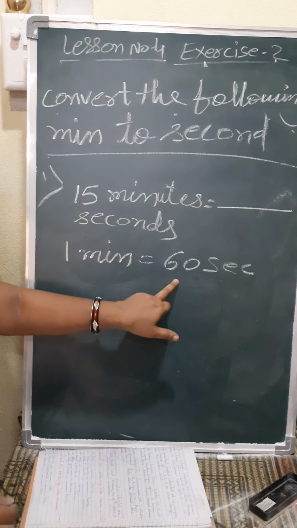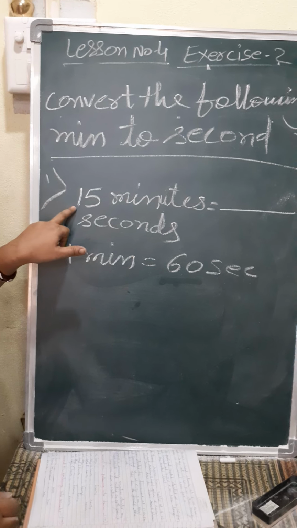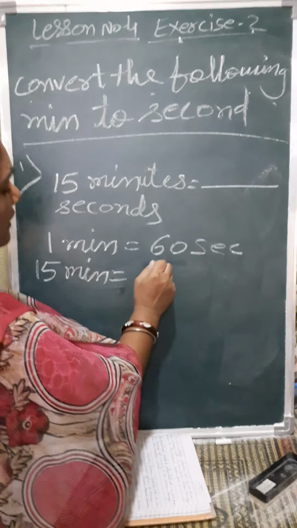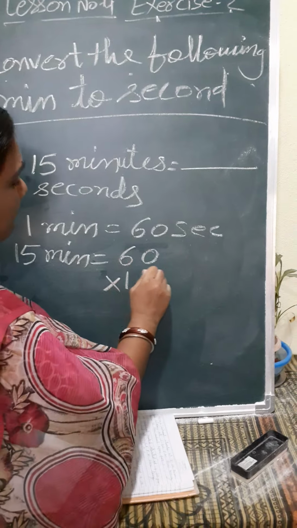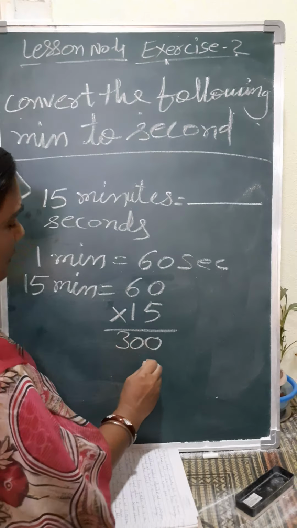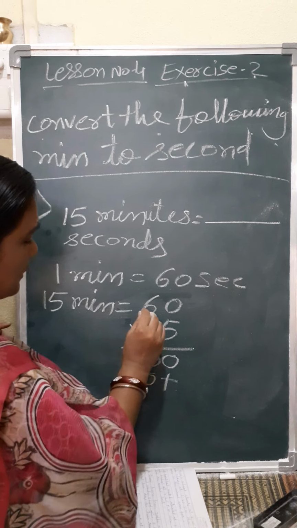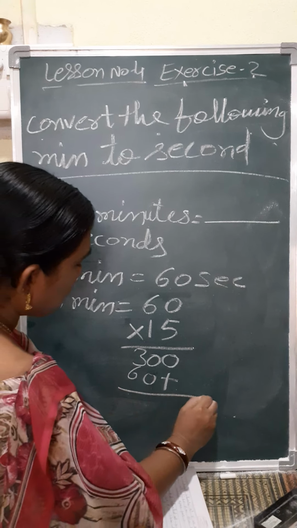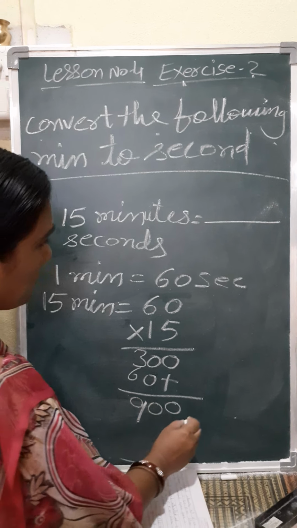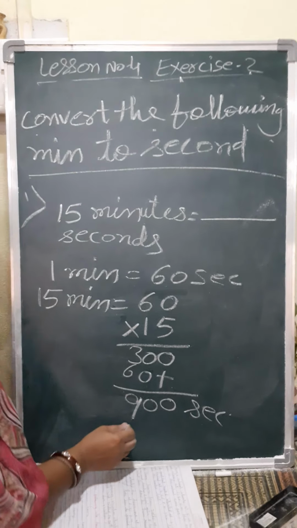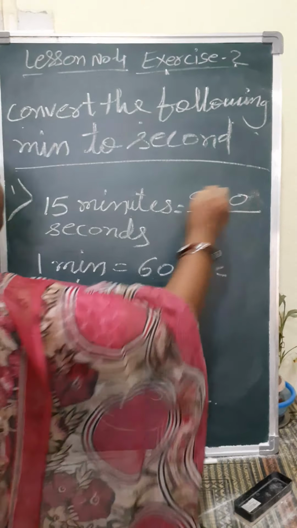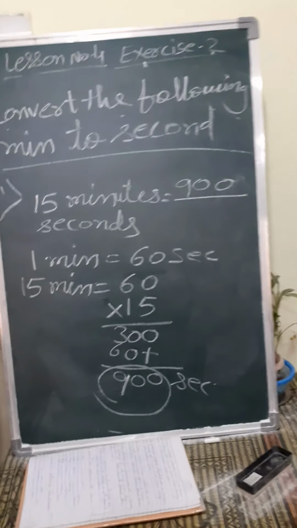How will we find out? 60 multiplied by 15. 15 minutes equal to 60 multiplied by 15. 5 zeros are 0, 5 6s are 30. Now 1 0 is 0, 1 6 is 6. So how many seconds came now? 900 seconds. So we can write here 15 minutes equal to 900 seconds.